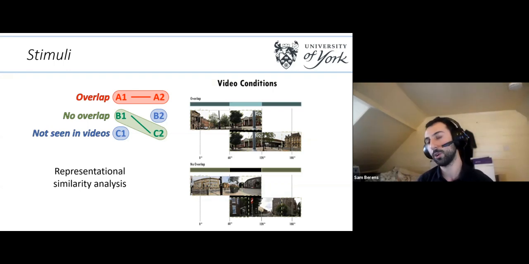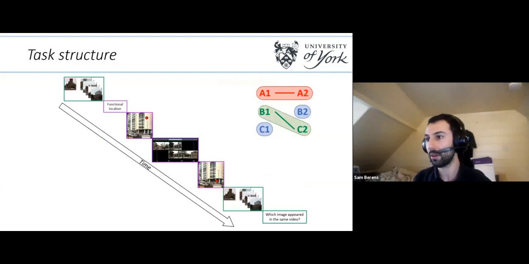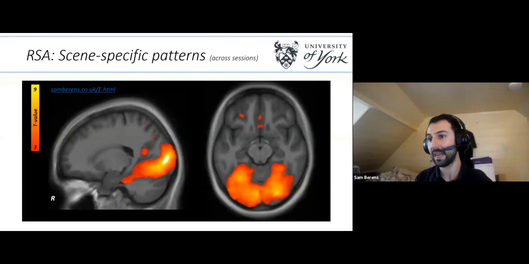Right. When they saw the similarity analyses, I'm sorry if I missed this. The similarity analyses we ran on the scenes themselves. So this is when they were doing the red dots task, and they were just detecting those oddball targets.